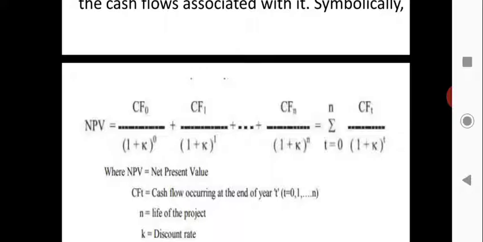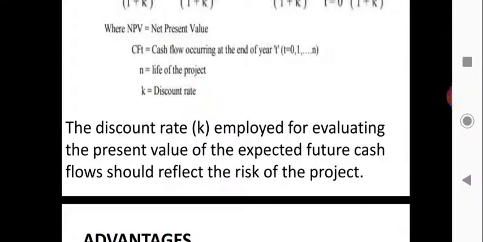NPV, net present value, is equal to the sum over T equal to 0 to N of CFT by (1 plus K) raised to T, where K is the discount rate. The discount rate employed for evaluating the present value of the expected future cash flows should reflect the risk of the project. Say you are getting 10 lakh, and you have to calculate the discount value, because you need to pay wages for the workers and so on. So this should also be included.